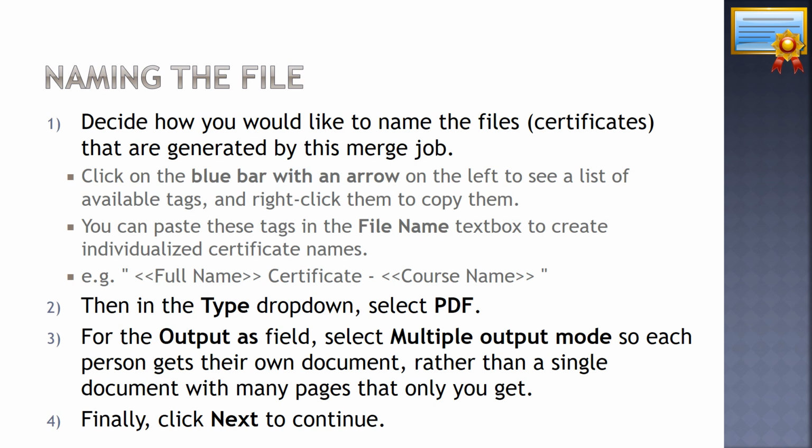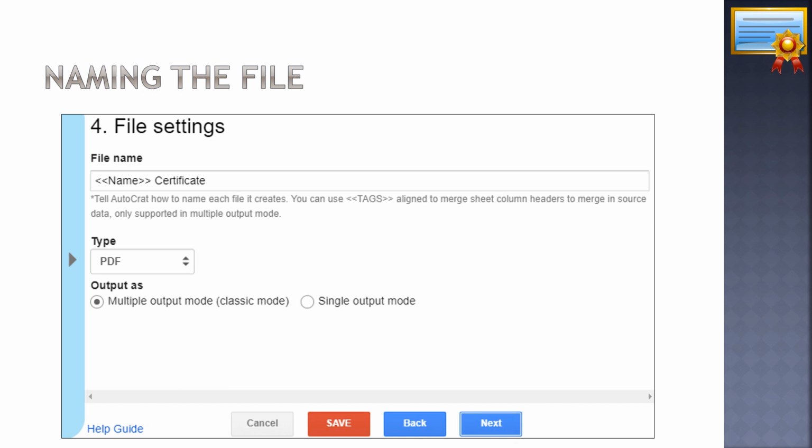We will select PDF. For the output field, we will select multiple output mode so that each person will get their own certificate only. In this window, we will set the name of the certificate file. I choose name of participant and certificate. We may add a value from the response form. We may access it with the same name pattern of the tag we used while generating the certificate.